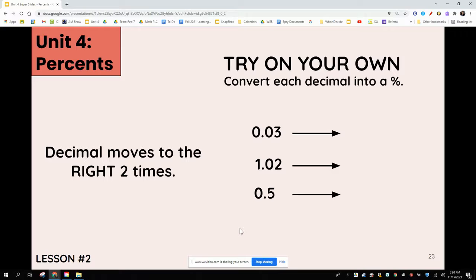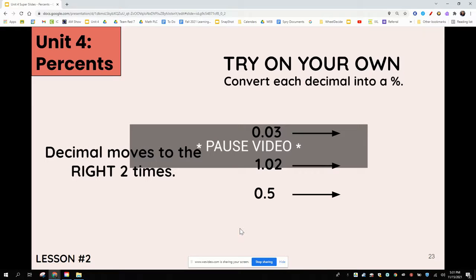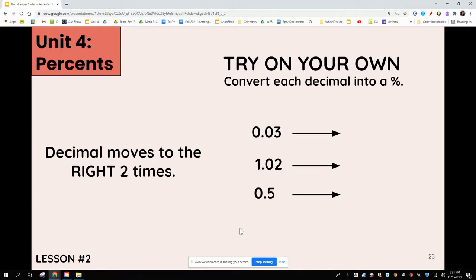All right, I'd like you to try this on your own. Convert each of these decimals into a percent. Pause the video and see if you get the correct answers. The answers you should have gotten are 3%, 102%, 50%.